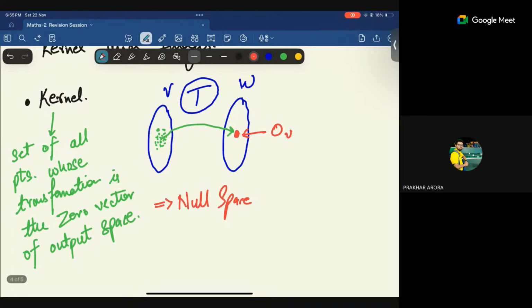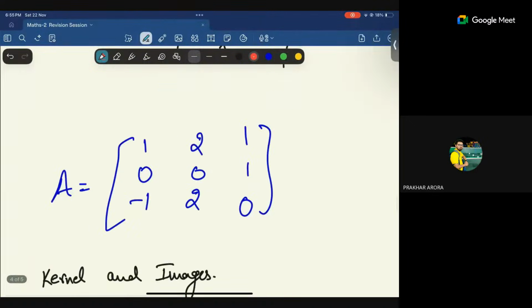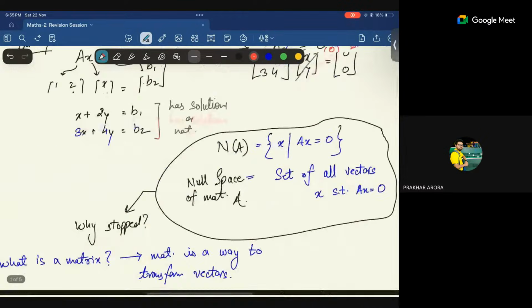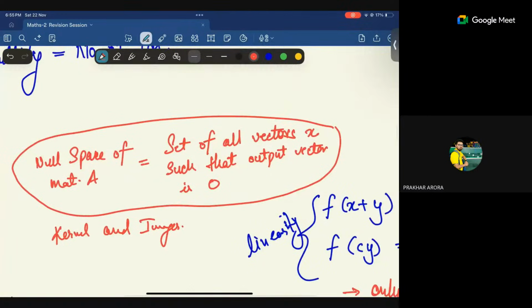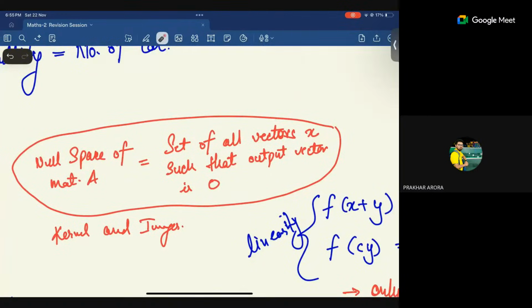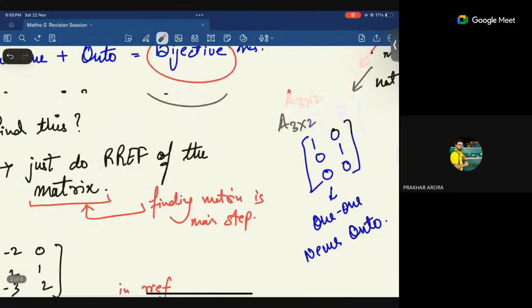Let me go up a little. Here I wrote that the null space of matrix A is the set of all vectors x such that the output vector is the zero vector. This is exactly the same thing. The difference is that here I am talking about a transformation. There is no matrix in discussion, and that is why we get the zero vector of the output space. This is the only difference.